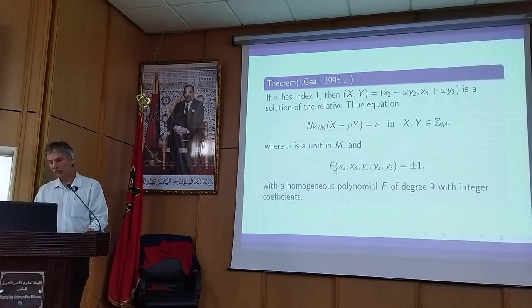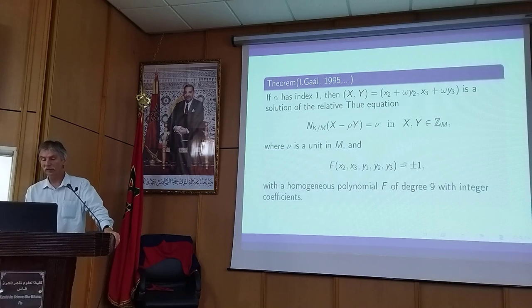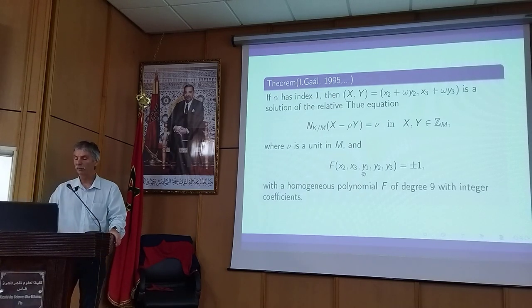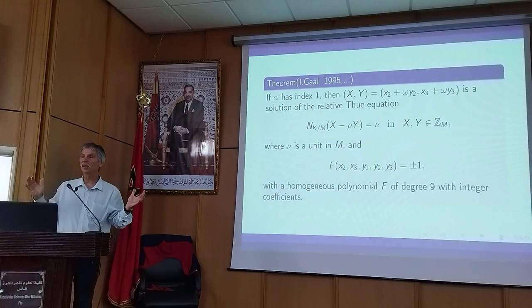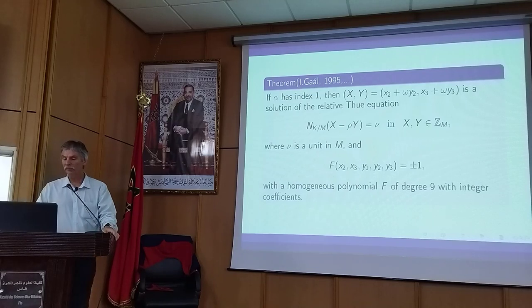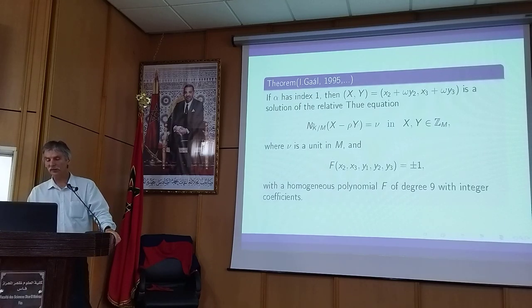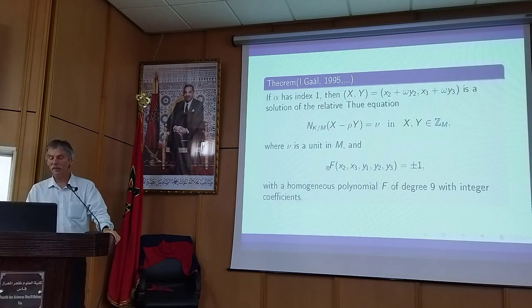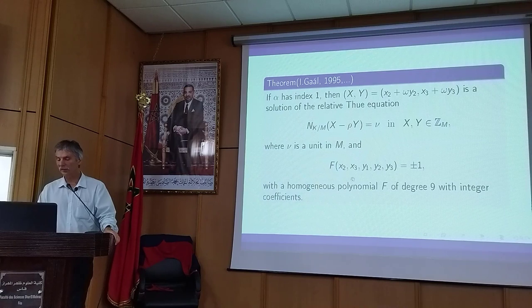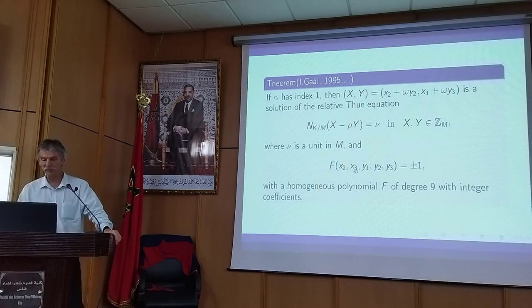And the second factor of the equation is a polynomial equation of degree 9 in these variables x to x3, y to y3, and here y1 also appears. So the total degree of the index form equation for a degree 6 number field is 15. Out of the 15, we have degree 6 in this relative 2 equation. So this is of degree 3, but the norm of it is of degree 6, and the remaining 9 degrees are contained in this polynomial equation.